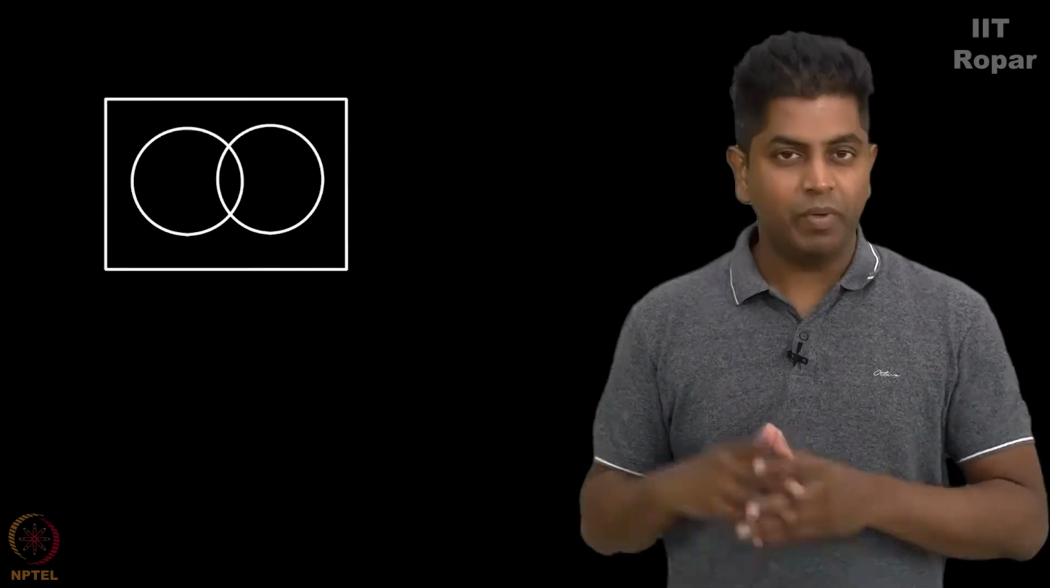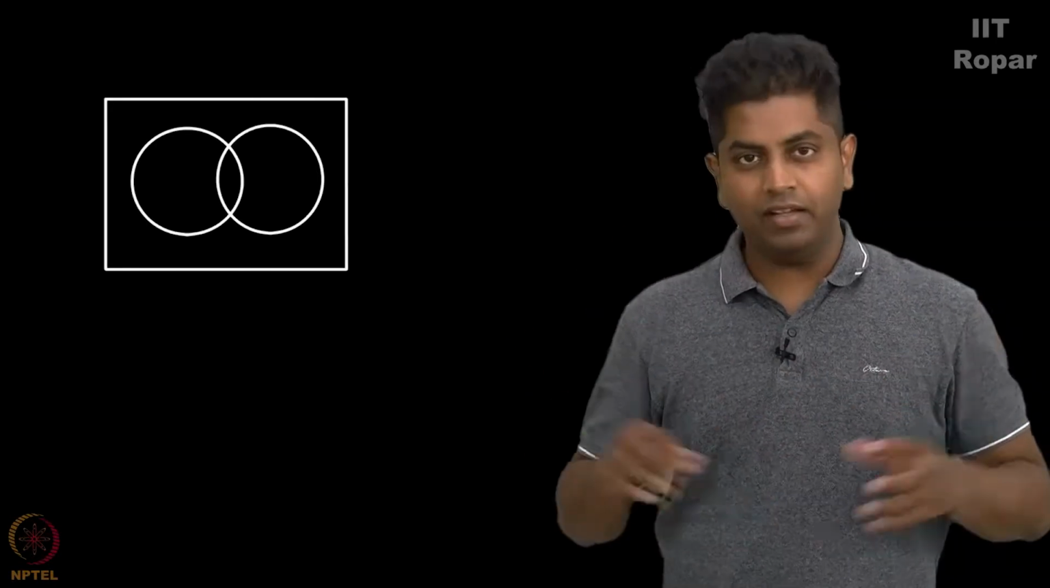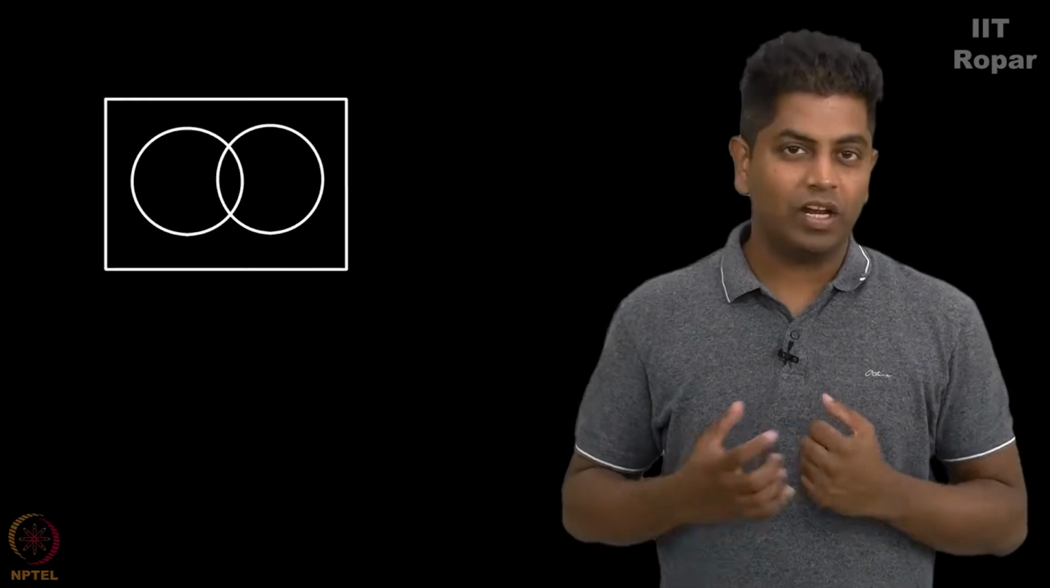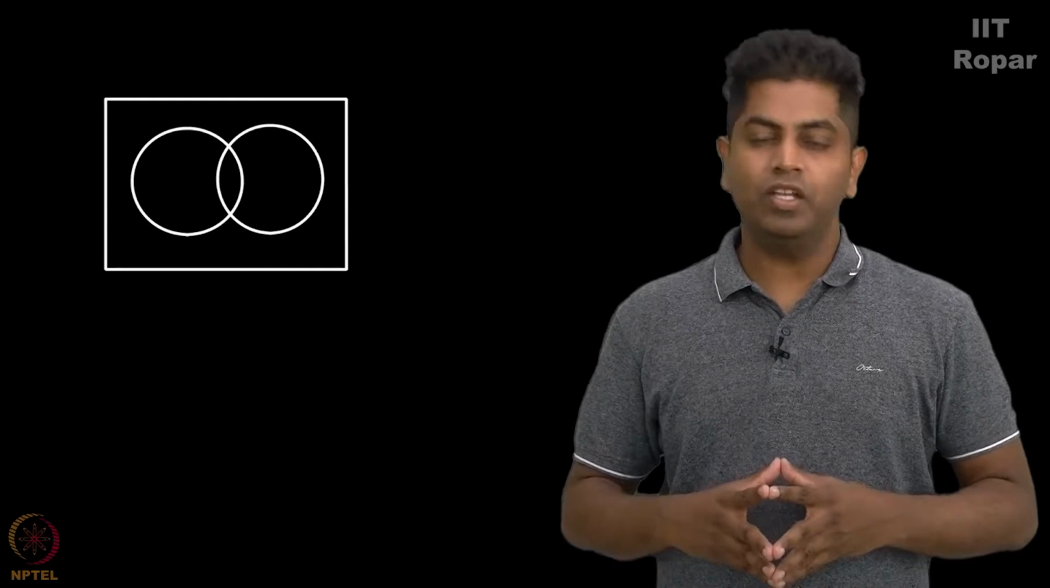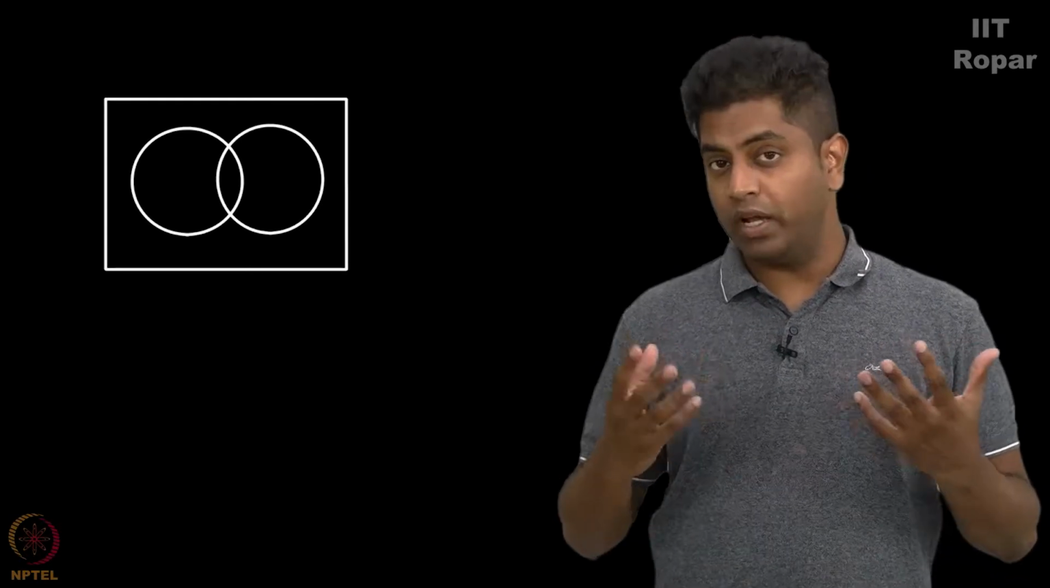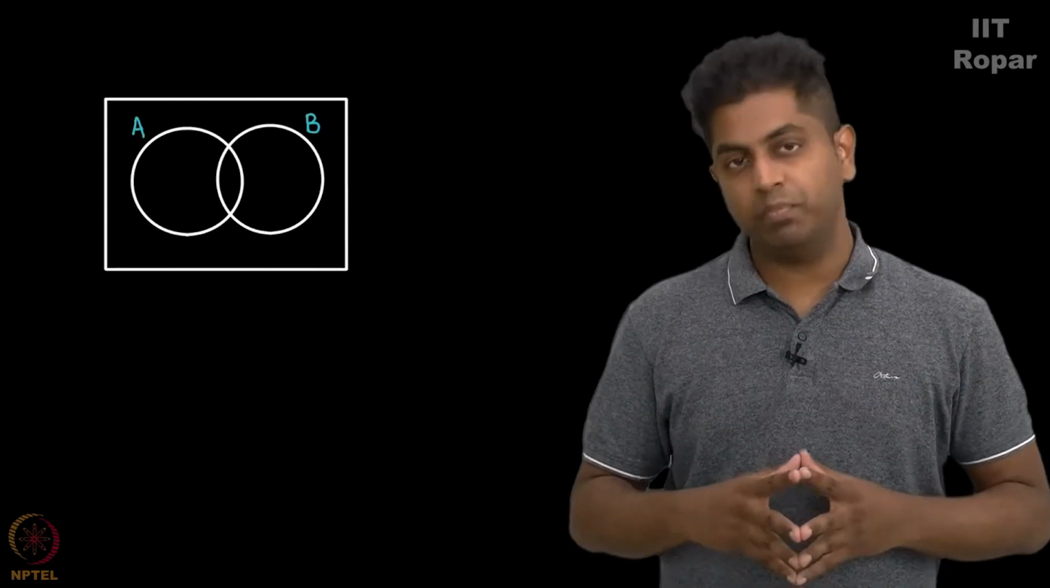Most of us know what this topic is the moment we see this diagram. A rectangle and two circles overlapping. This is popularly called the Venn diagram, which is generally used to illustrate how one could compute A union B.